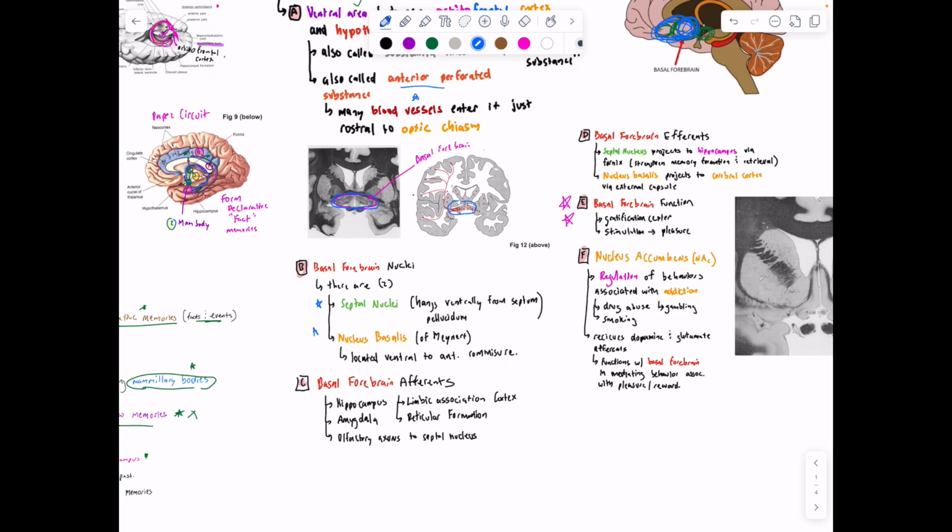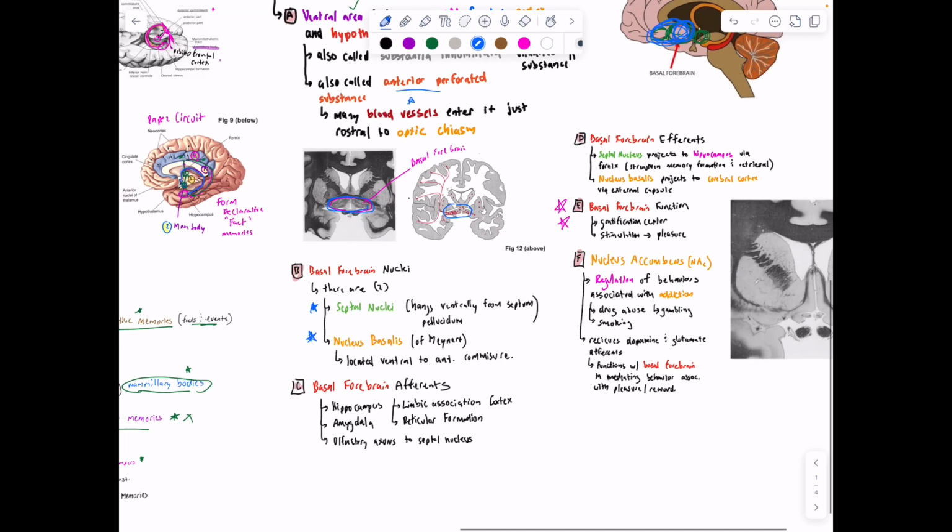If we consider it part of the basal forebrain, we have the septal nuclei, and then we also have nucleus basalis. Again, the function of the basal forebrain is the gratification center. If you stimulate it, you get pleasure. So what information is it taking in?